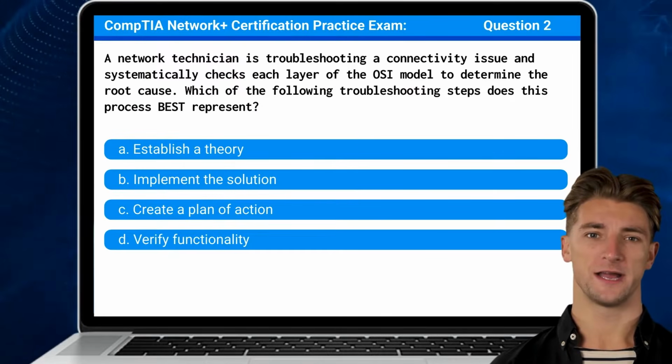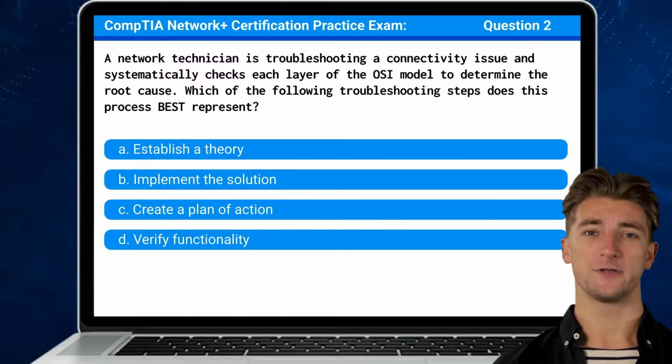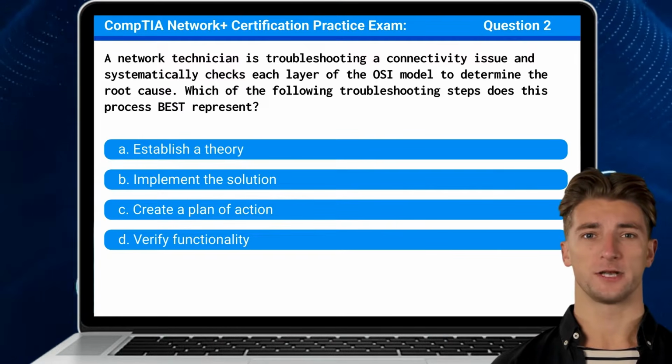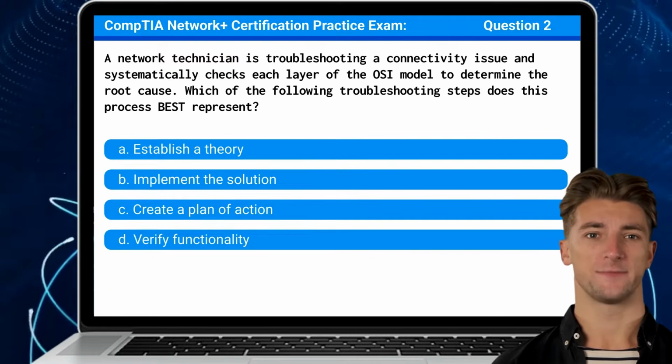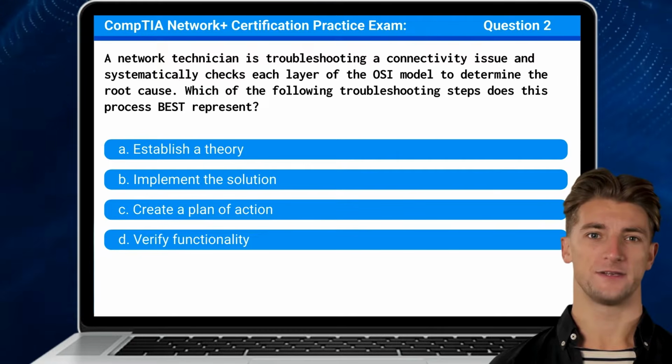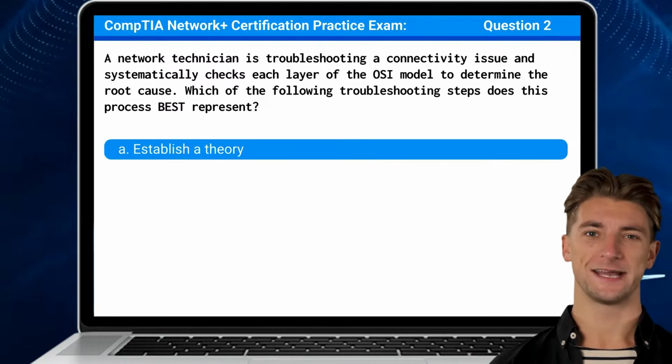Question 2. A network technician is troubleshooting a connectivity issue and systematically checks each layer of the OSI model to determine the root cause. Which of the following troubleshooting steps does this process best represent? The answer is A. Establish a theory.